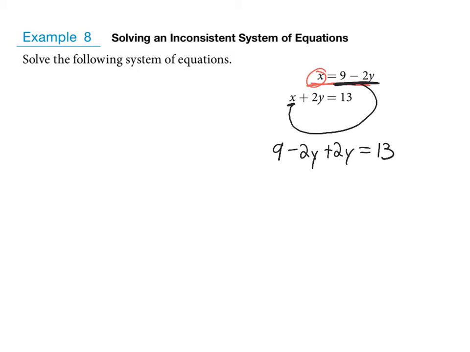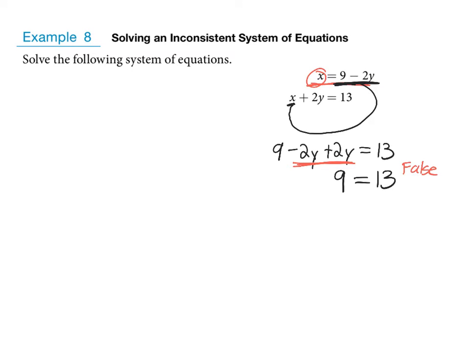This one falls apart pretty quickly. We eliminate x naturally by doing the substitution, but then when we go to combine our y terms, they are eliminated also. They will add to 0, and then all that's left behind is 9 equals 13. Well, that's not true, right?